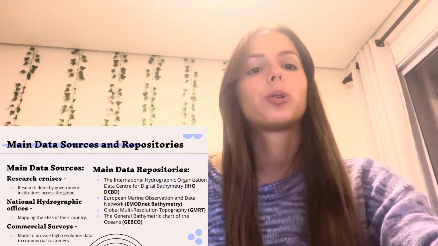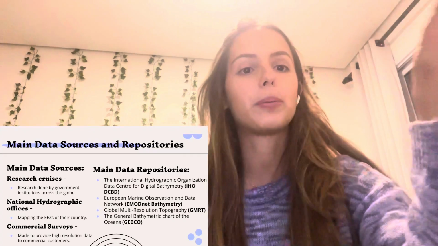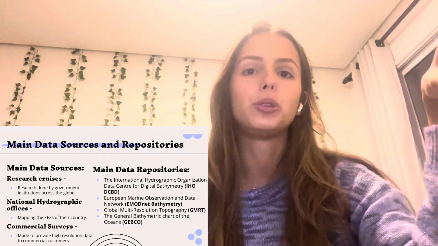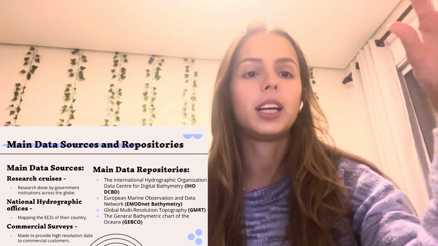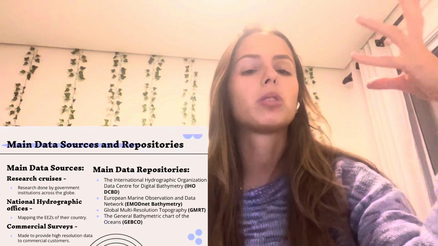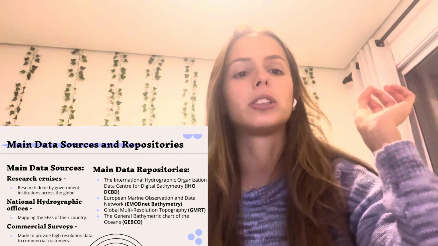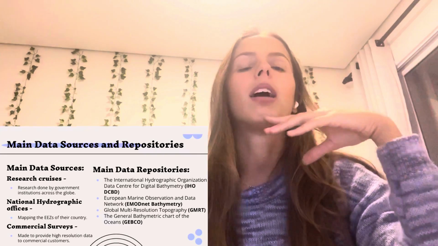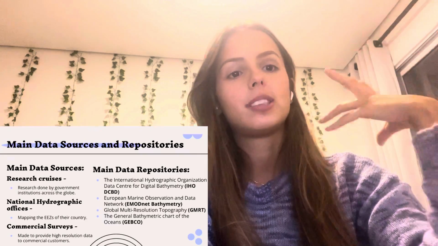So what about the main data sources and repositories for bathymetric data? The main data sources can be separated into three groups. Research cruises, normally done by governments and institutions across the globe. Then we have the national hydrographic offices. Normally each country has their own, that mostly map the EEZs, the exclusive economic zones that I talked about earlier, of each country. And the last one are the commercial surveys that are made to provide high resolution information and data to commercial customers.